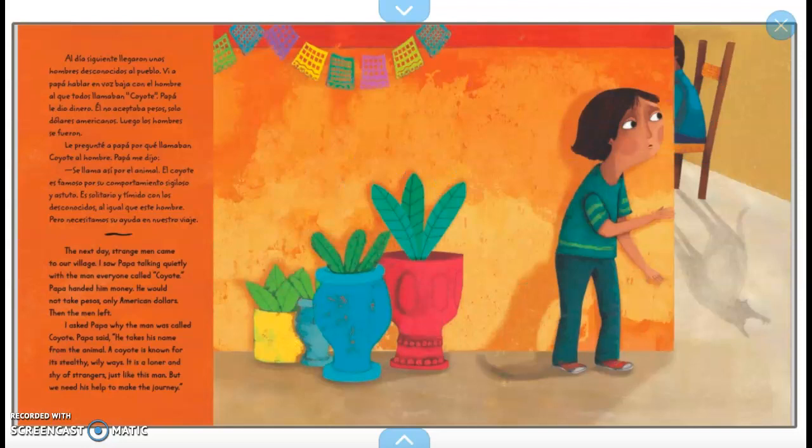The next day, strange men came to our village. I saw Papa talking quietly with the man everyone called Coyote. Papa handed him money. He would not take pesos, only American dollars. Then the man left. I asked Papa why the man was called Coyote. Papa said he takes his name from the animal. A coyote is known for its stealthy, wily ways. It's a loner and shy of strangers, just like this man, but we need his help to make the journey.